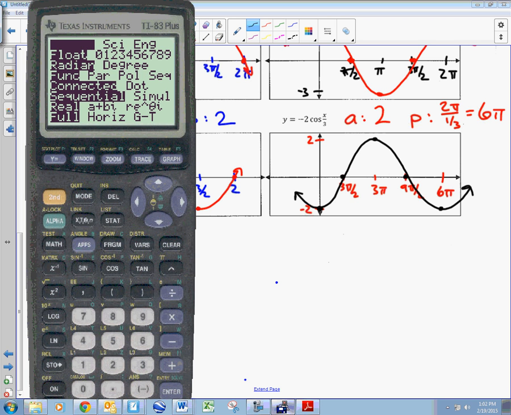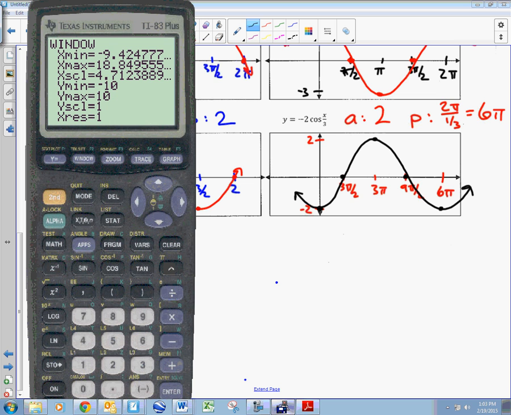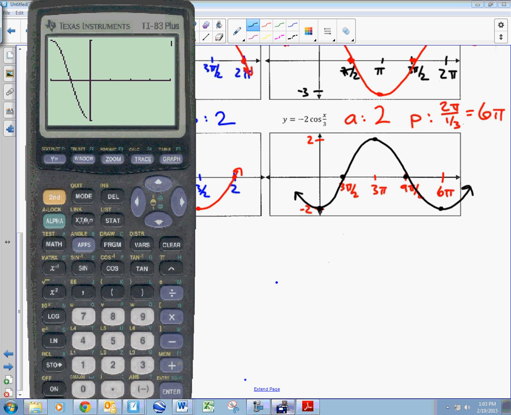I go into mode. I check radians. I go into y equals, and I type in negative 2 cosine of x divided by 3. Yep, we're in radians now because that's what we're marking there. If I go into window, I could type in an x minimum of, say, negative 3 pi, an x max of 6 pi. I've got a tick mark every 3 pi divided by 2. My y min is negative 2. My y max is 2. It looks like I have a tick mark every 2. Hold on. Look. Is that not what I have sketched right here?